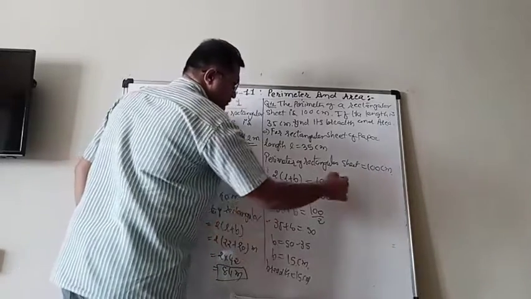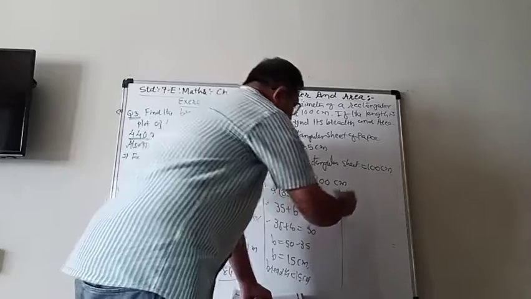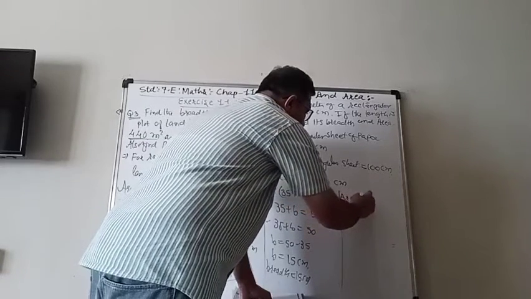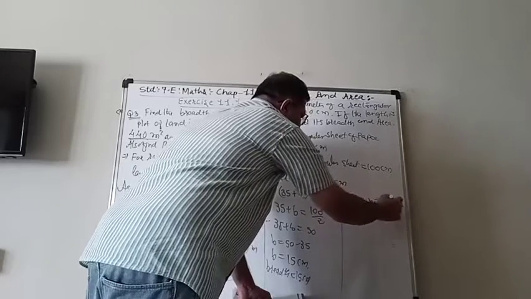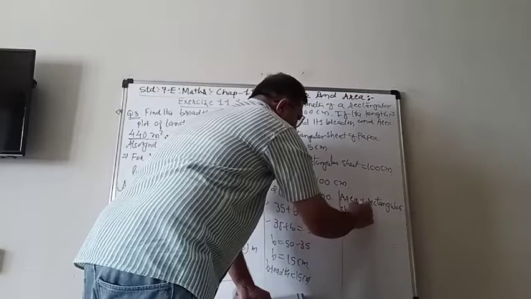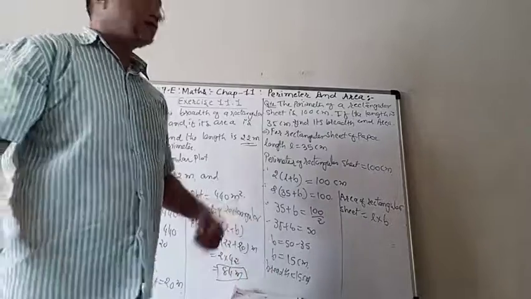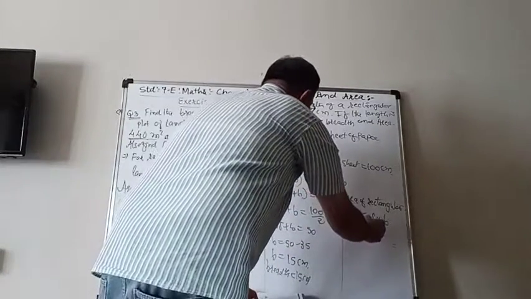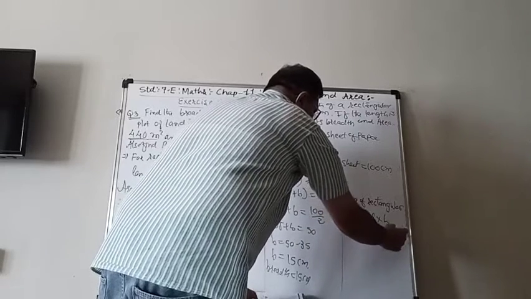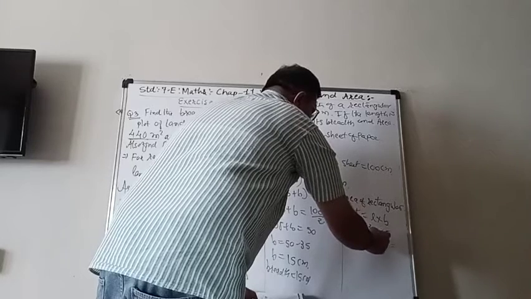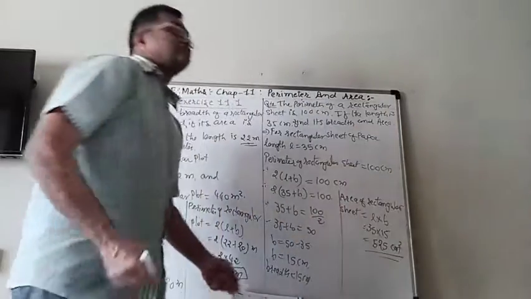Now after that we have to find the area also. So now the area of the rectangular sheet, we know that it is L multiplied by B. So now L is 35, B is 15. So 525 centimeters square.